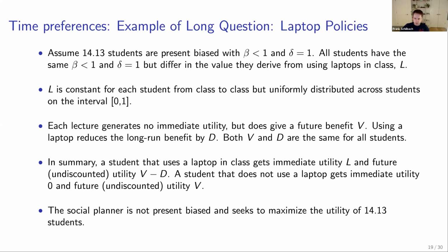This might be distractions in particular. So you might be distracted during class when you use a laptop, so the future benefits are diminished by that. Maybe you said something really insightful, you can pay attention, and so now the benefit is V minus D if you use a laptop. Both V and D are the same for all students, so there's no variation across students there.